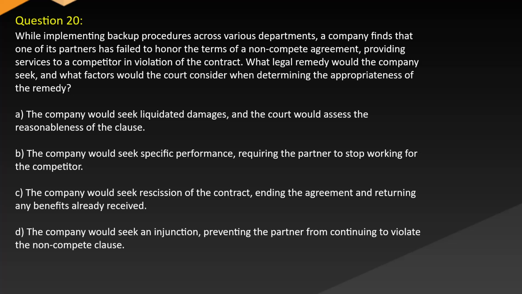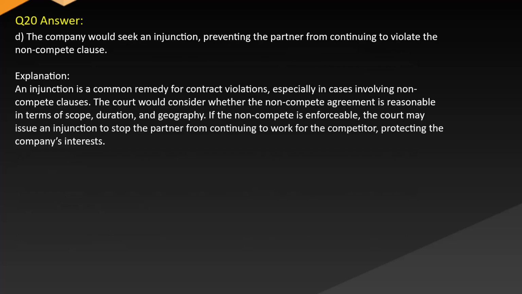B. The company would seek specific performance, requiring the partner to stop working for the competitor. C. The company would seek rescission of the contract, ending the agreement and returning any benefits already received. D. The company would seek an injunction preventing the partner from continuing to violate the non-compete clause. Answer: D. The company would seek an injunction preventing the partner from continuing to violate the non-compete clause.